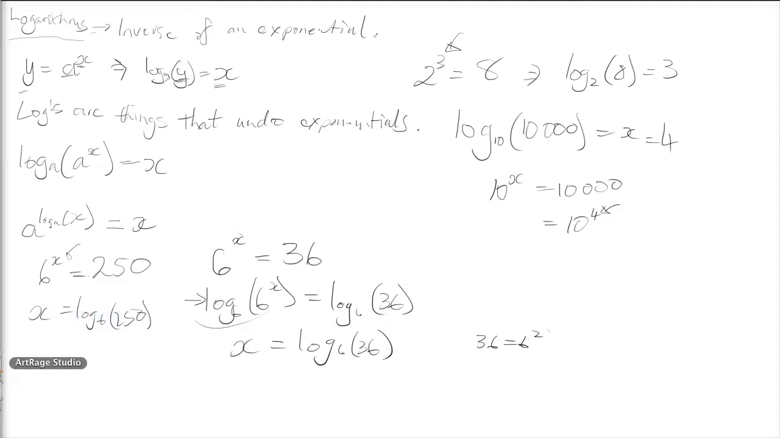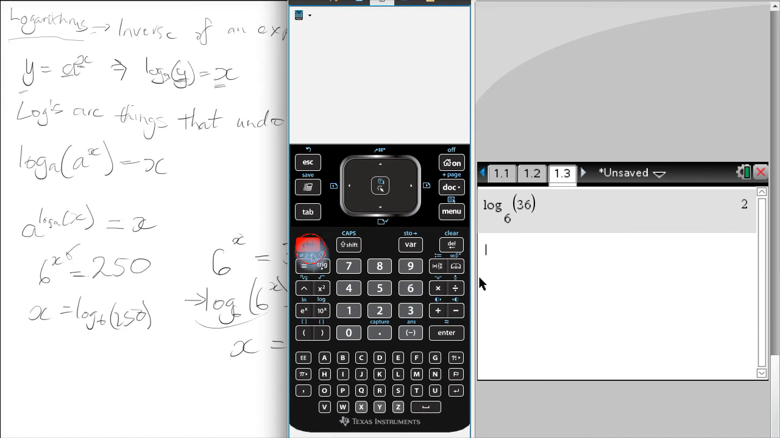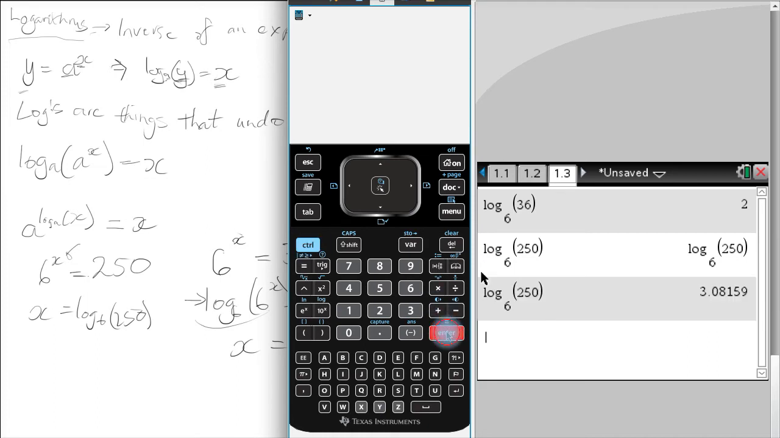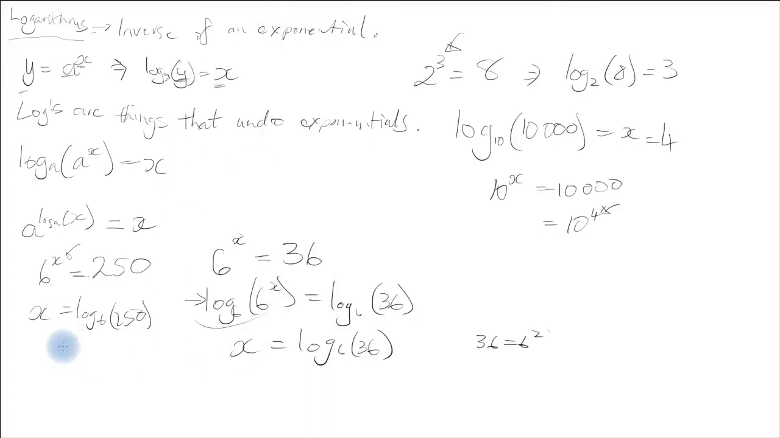Let's get out the calculator again. This time we're doing logarithm base 6 of 250. There we go. It's given us the exact answer, which is the same thing. We want the approximate, decimal answer. And here we go, it's roughly 3.08159. So x is roughly 3.089 or something like that. In other words, 6 to the power 3.089 equals 250. So there we go, there's the very, very basics of logarithms.